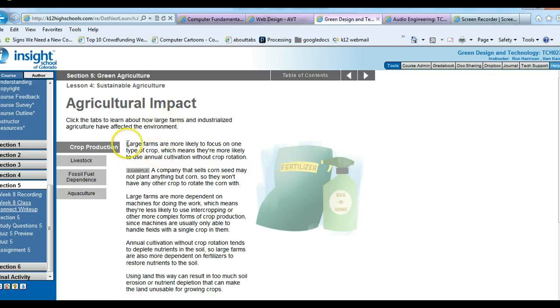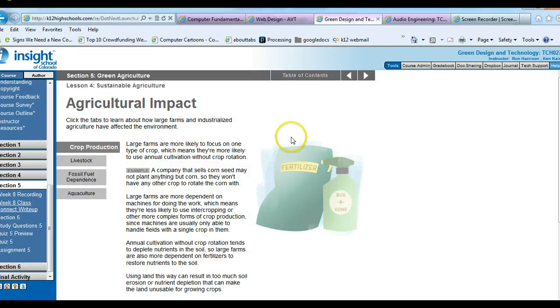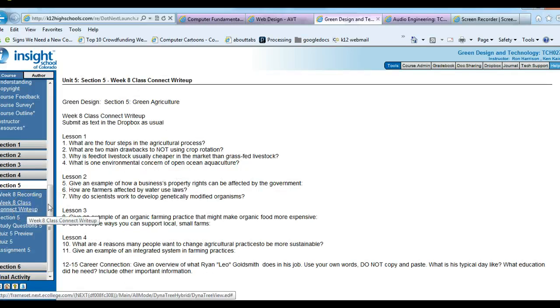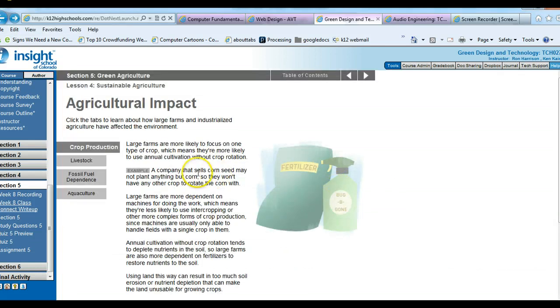The impact of large farms. So this all talks about the impact of large farms. And you can see the 4 things that large farms, because of industrialized agriculture, have an impact on: crop production, livestock, fossil fuel dependence, and aquaculture. Let me go back to the write-up, make sure. 4 reasons many people want to change agricultural. No, we haven't gotten to that yet. Okay. But you can read here about the impact of agriculture.